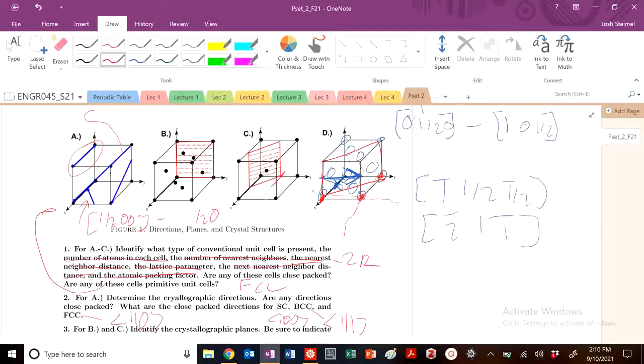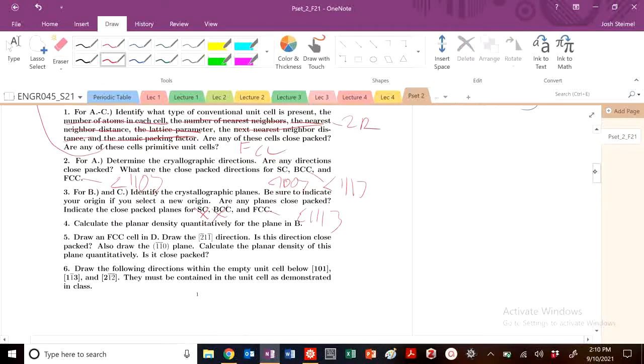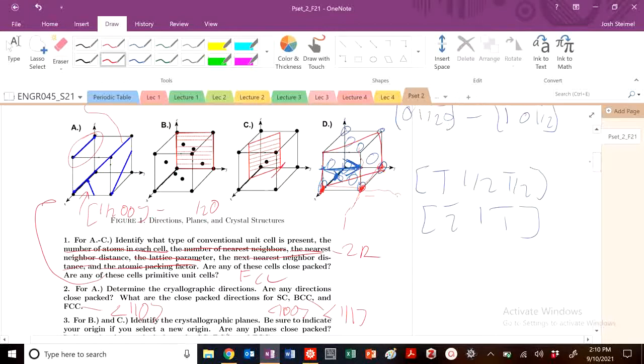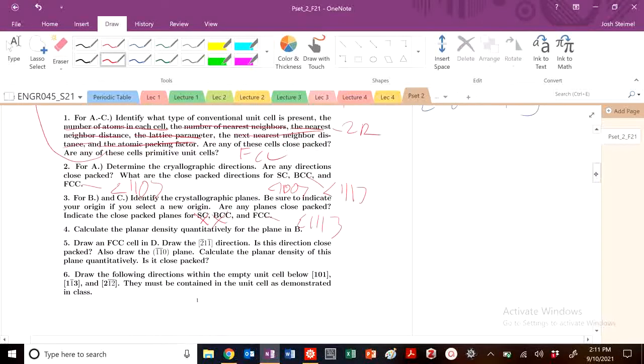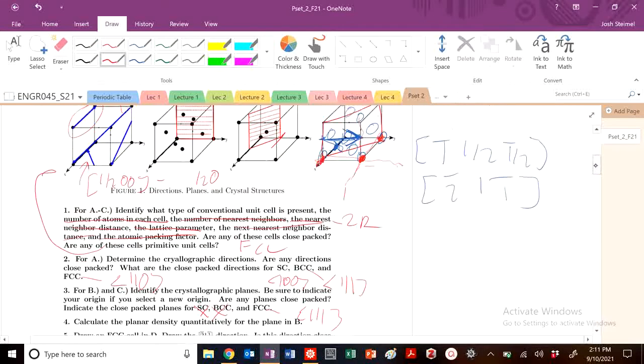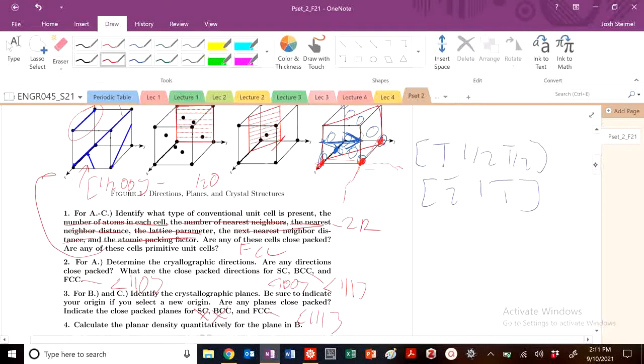I should actually do that quite easily. So you can kind of do that right there, the 1 hat 0, depending on your origin. I chose this as my new origin, and so now x -1, y -1. There we go. So I've got that. Calculate the planar density of this plane quantitatively. Is it close packed? We know it is not close packed. It's not the 1 1 1, but we can calculate it quantitatively.